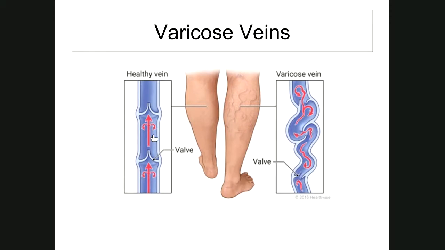Well, look at the one on the right-hand side. The valves are not working anymore, and blood pools, and it kind of swirls in those vessels. Blood pools and fluid collects in the surrounding tissues. Now, these are going to be superficial veins.